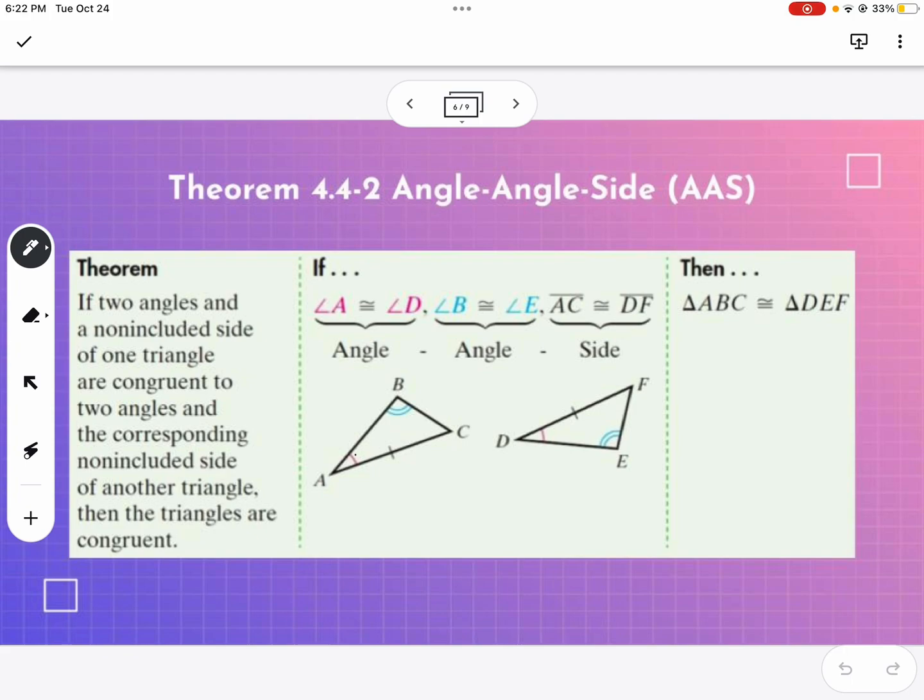So for this one, we're saying I have one pair of angles congruent, second pair of angles congruent, and then any old side. This side does not have to be between those 2, right?